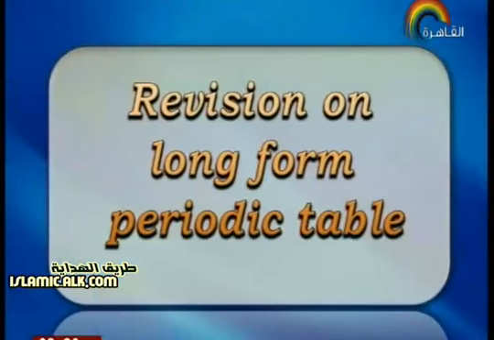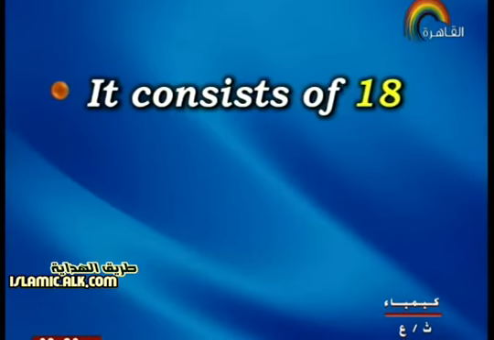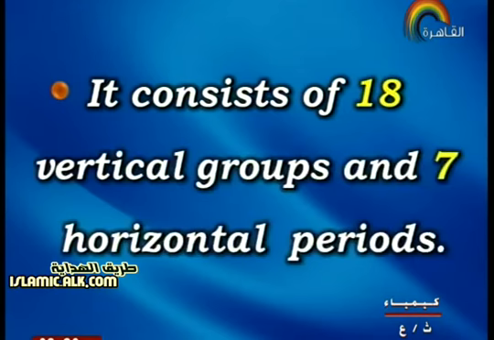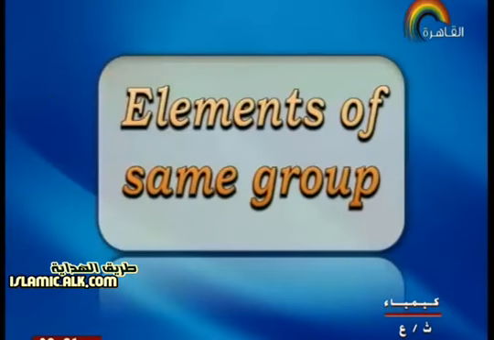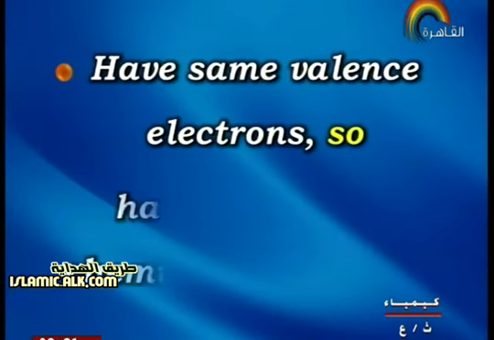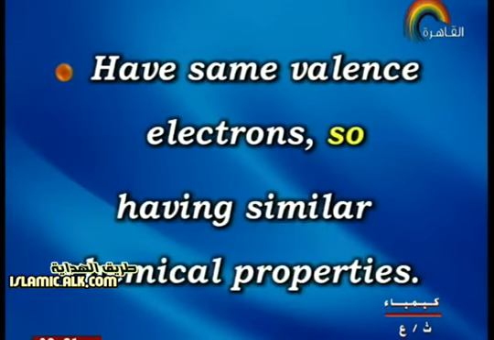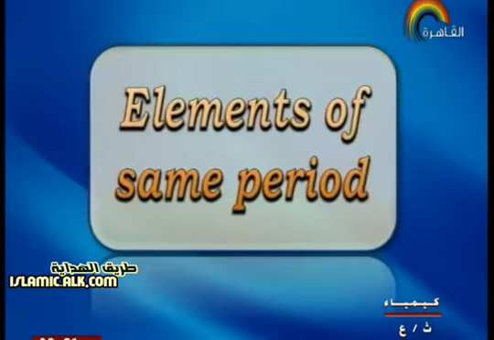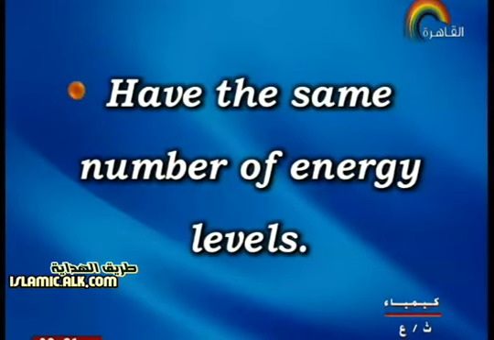Transition elements. First, my dear students, we are going to make a revision on the long form of the periodic table. The periodic table, which is called the long form periodic table, consists of 18 vertical groups and 7 horizontal periods. Elements of the same group have the same valence electrons, so they have the same chemical properties, while the elements of the same period have the same number of energy levels.